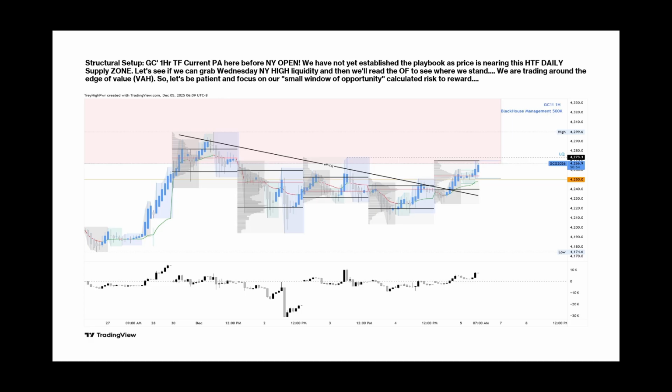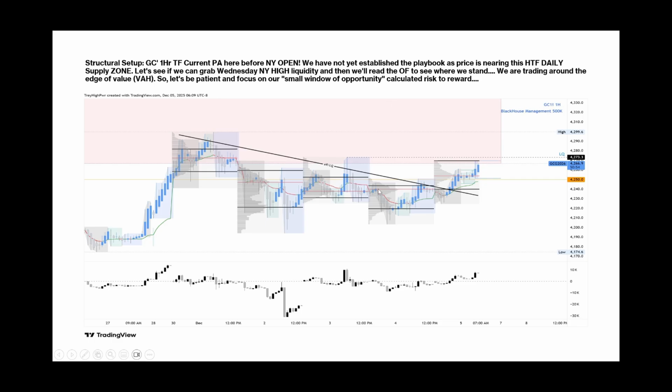So GC, the 1 hour time frame, current PA here before NY Open. We have not yet established a playbook as price is nearing this higher time frame daily supply zone. Let's see if we can grab Wednesday's New York high liquidity, and then we'll read the order flow to see where we stand. We are trading around the edge of value, which is the value area high. So let's be patient and focus on our small window of opportunity, calculated risk to reward.